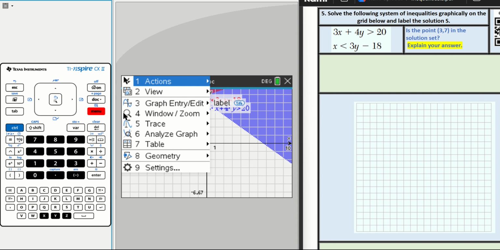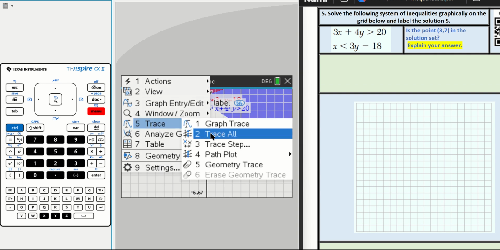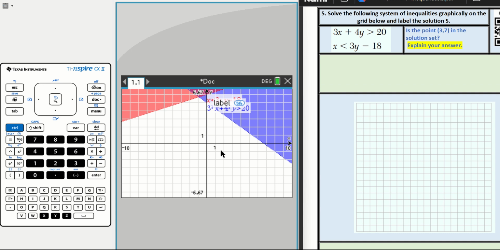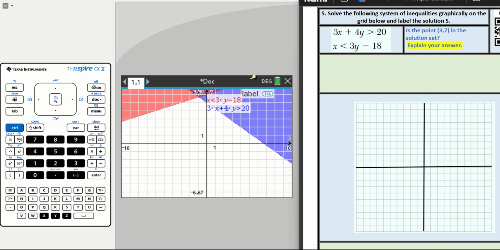So menu, trace, 5, 3, trace step. We want this one always when we're graphing these, so we get lattice points, so we can easily find points to graph. First, we definitely want some type of lines on this graph. Not blue. All right, black axis lines. And now we want to start graphing.